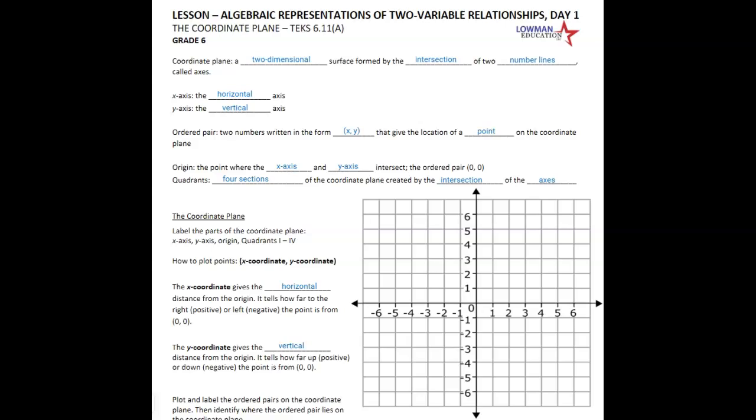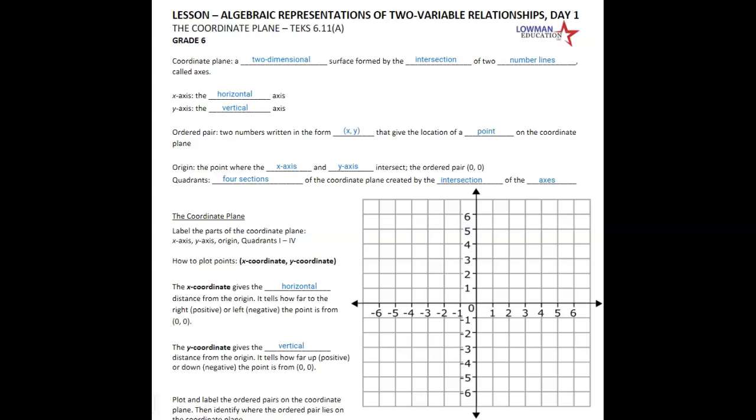Hello, sixth grade. Welcome to Unit 8. Our next unit is all about algebraic representations of two variable relationships. Today's specific focus for day one lesson is the coordinate plane. Our learning objective is 6.11A.